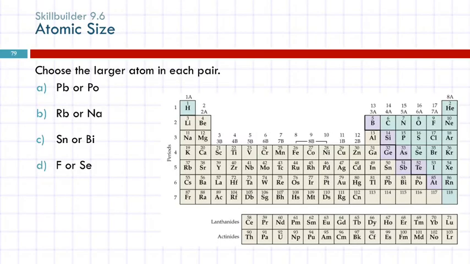So we should be able to answer questions like this. Choose the larger atom in each pair. So lead or polonium. We've got to find them. So here's lead, here's polonium. And somebody said lead. Yes, lead is larger. As we go across, they get smaller. So lead is the larger atom in the pair.